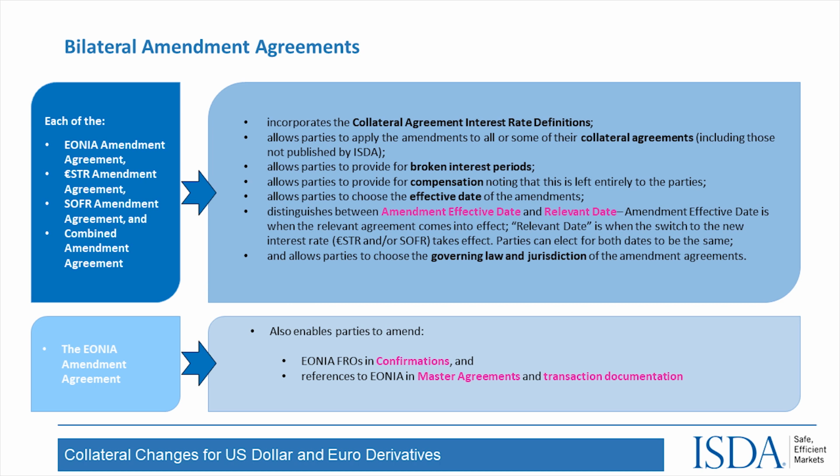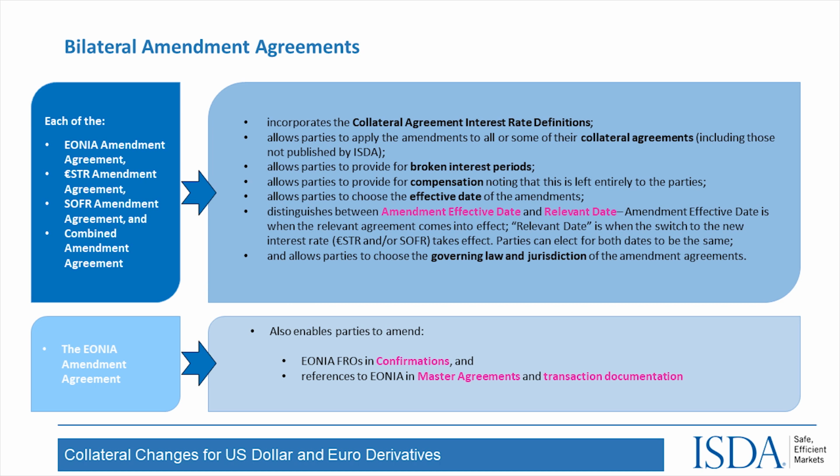Finally, the parties can choose the governing law and jurisdiction of the amendment agreement, but that choice is limited to English law or New York law. But note that the governing law as to the effect of the amendments in respect of the underlying documentation being amended will be the governing law of that underlying documentation, irrespective of whether that is the same or different governing law from the law that the parties have chosen to govern the actual amendment agreement.